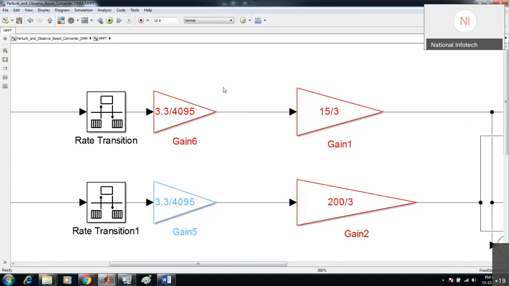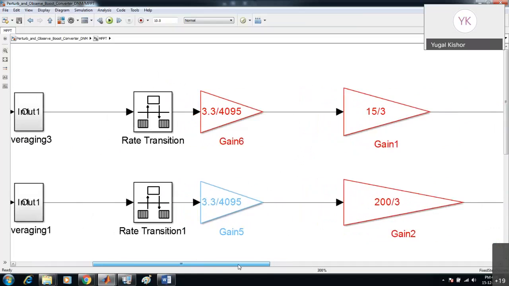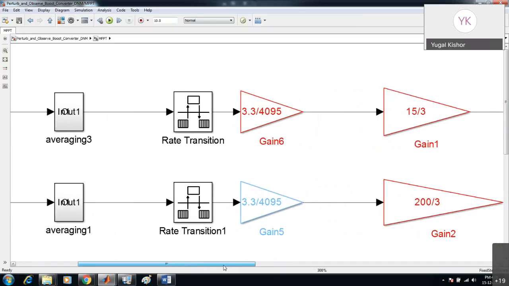Sir, suppose if we connect this ADC block directly to the gain, then what will happen? It can also give you that. I'm coming to this point too. I'm just saying how we can use these gains. How that count we have converted first into the voltage, and that voltage we have converted into the current, whatever calibration we have set.